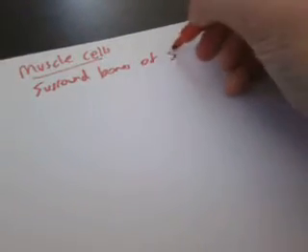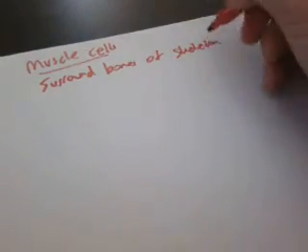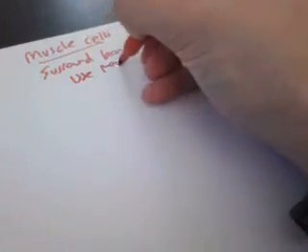Now, the human body actually has over 200 different types of cells. And here they are. For example, we've got the muscle cells. They surround the bones of the skeleton, obviously. We use them to move around.